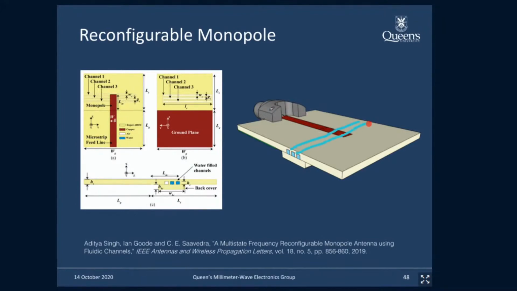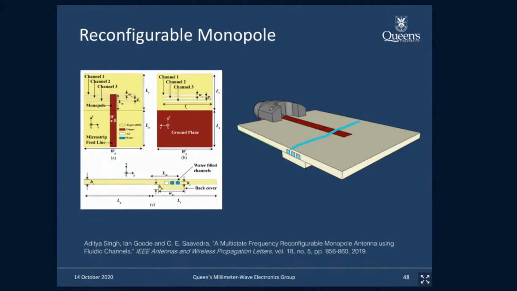And by doing that, because the water has a high dielectric constant, again you're changing what the wave sees in this transmission line. You change the wave velocity, and so the length of that monopole now looks like a different length when you put water in or when you remove water, and so then we can tune the frequency. So that was the premise of this work.